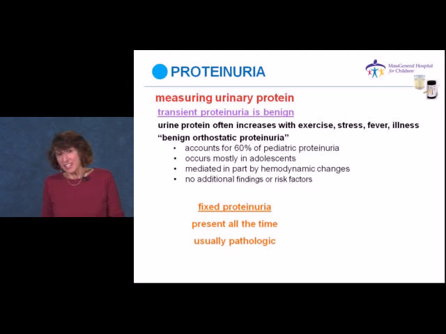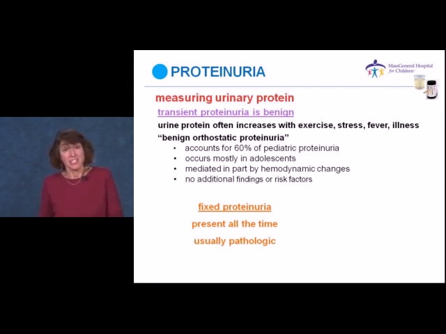And it turns out that this proteinuria accounts for at least half, if not more, of proteinuria in pediatric cases. It occurs mostly in adolescence. It can start in late school age as well. And it seems to be mediated by hemodynamic changes, which is why it increases when blood flow increases. You cannot diagnose benign orthostatic proteinuria if other findings or risk factors are present, so it, in a way, is a diagnosis of exclusion.